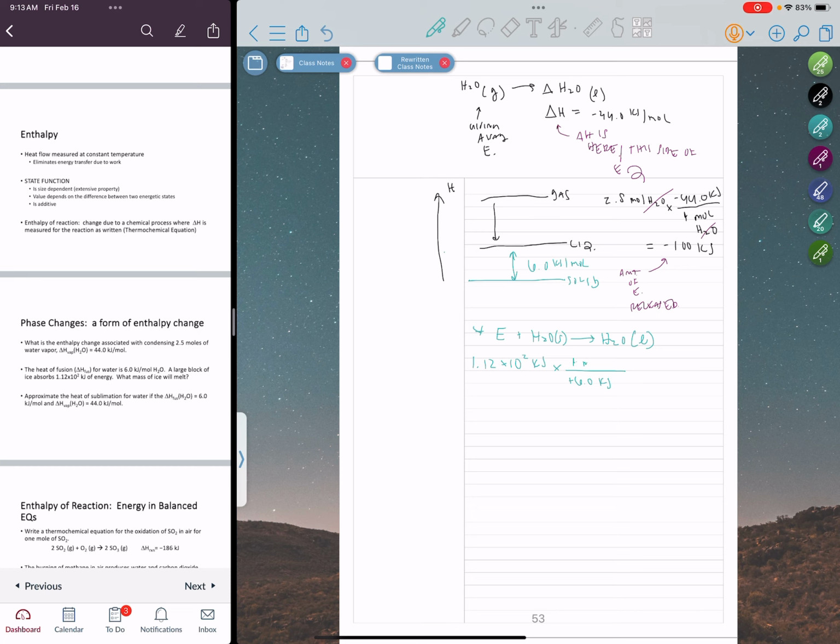My question is, if I stop here, am I reporting an answer that is what's being asked? No, what do I have to have? Grams. I have that gram. It's the molar mass of water. What's that? Water weighs what per mole? About 18.02.